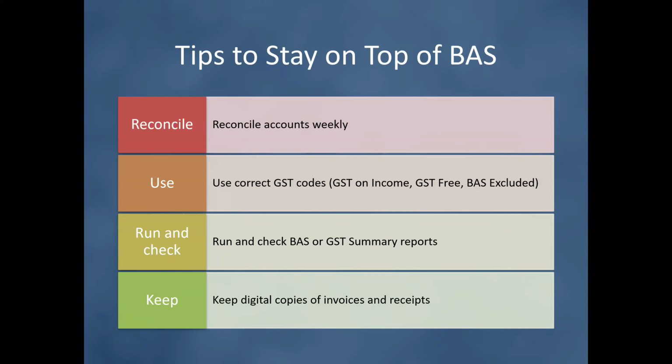Run and check your BAS or GST summary reports before you lodge with the ATO. Xero and QuickBooks have detailed reports that will tell you how much GST you have collected and paid and give you the entries. So if you need to correct something, you can. And keep digital copies of your invoices and receipts. Xero and QuickBooks have their own way of sending copies into the software. There are apps as well, such as Dext and HubDoc, which you can use. Or you can just save the document down and then attach it to your transaction if you wish.